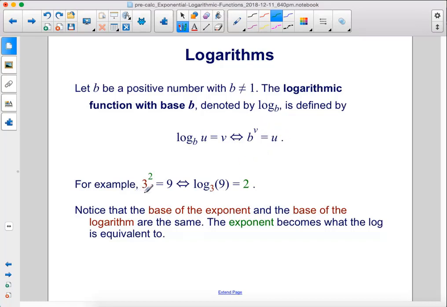For example, 3 squared equals 9, or log base 3 of 9 equals 2. Notice that the base of the exponent and the base of the logarithm are the same. So this 3 is the base of the exponent, and the base of the logarithm is right here, 3. The exponent becomes what the log is equivalent to.